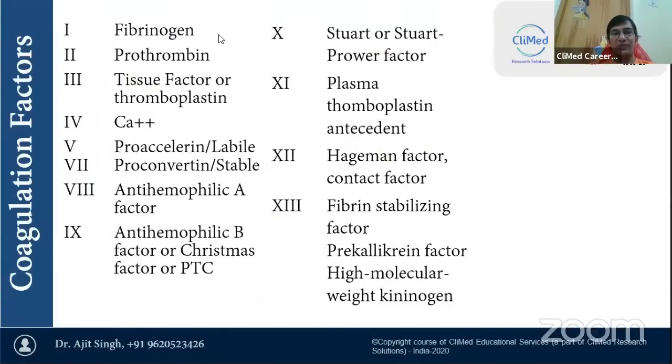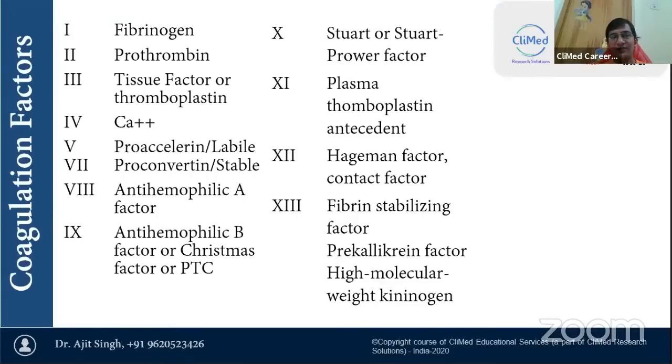Now, what are the factor names? All these factors, 1, 2, 3, 4, 5, 6, 7, 8, 9, 12, 13, actually have names. Factor 1 is fibrinogen, and its activated form is fibrin. Factor 2 is prothrombin, and its activated form is thrombin. Factor 3 is thromboplastin, or tissue factor, which activates factor 7 in the extrinsic pathway. It is the origin of the extrinsic pathway: tissue factor activating factor 7.